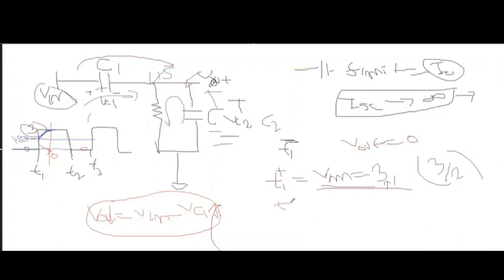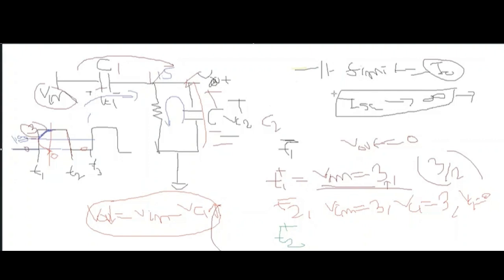At T2 minus, what happened? V in is 3 volt, VC1 is 3 volt, and VC2 or V out equals 0. This is basically a short circuit. If it's 0 then this is short. Now at T2 plus, what happened? At T2 plus, this is 3 volt.